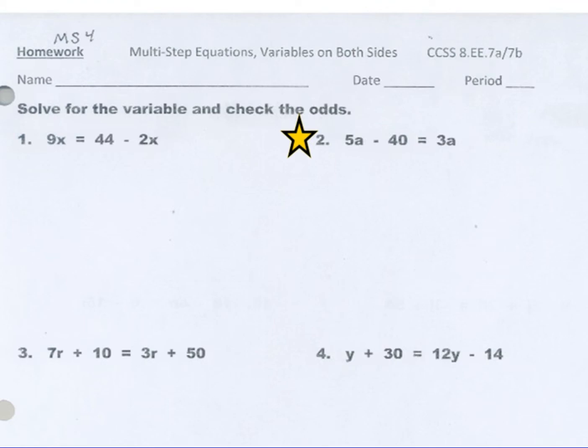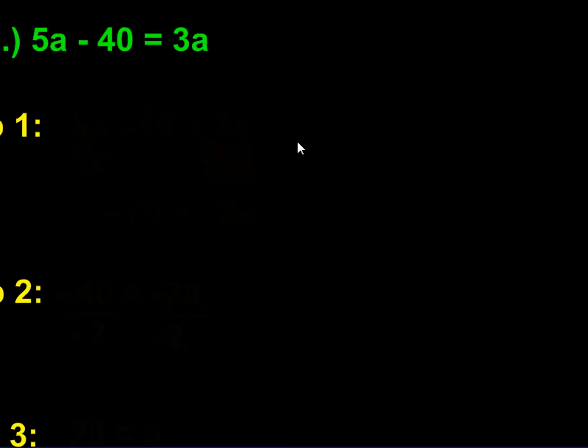Welcome to the 8th grade Math Homework Helper Series. Tonight's homework is MS4, or multi-step equations with variables on both sides. We'll start by taking a look at number 2.